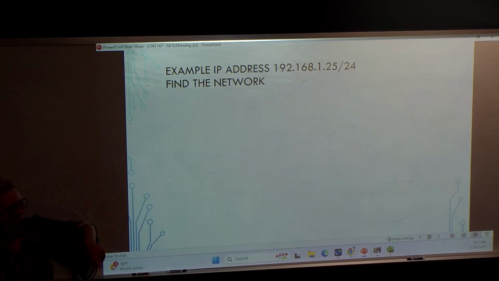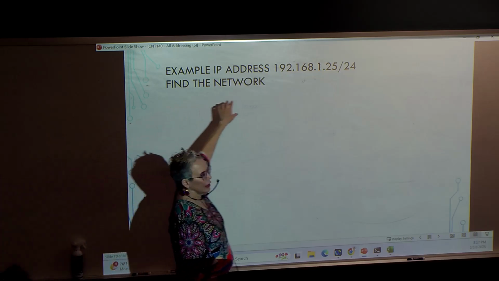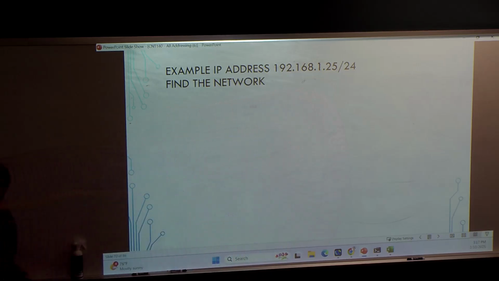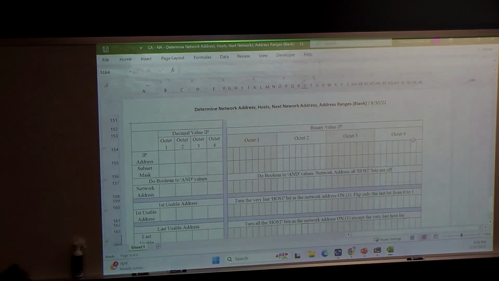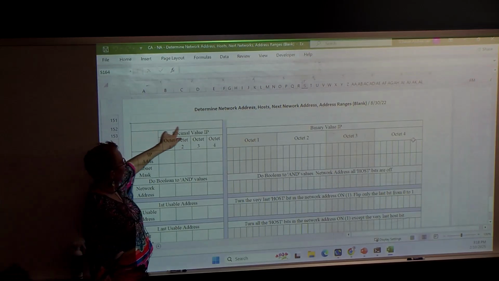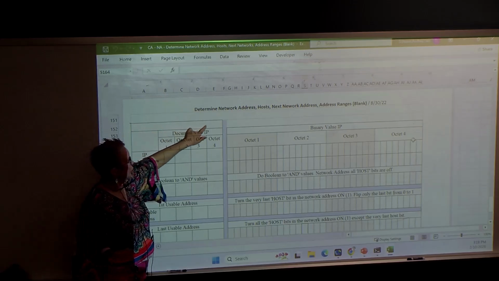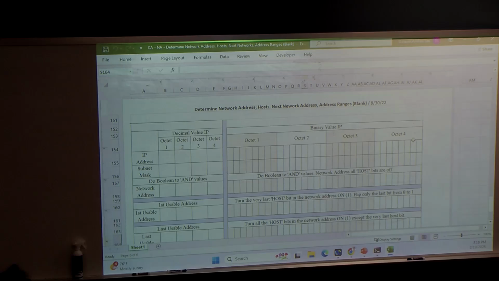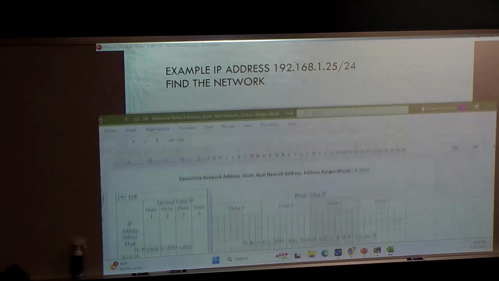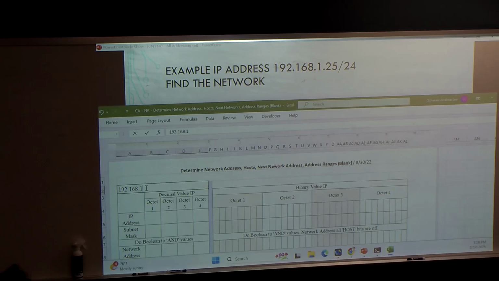I want you to go ahead. We're going to use this one as an example, okay? So what you're going to do on your sheet is put the IP address right here. I'm actually going to fill it out as we go. So what was it? 192.168.1.25/24. Okay.